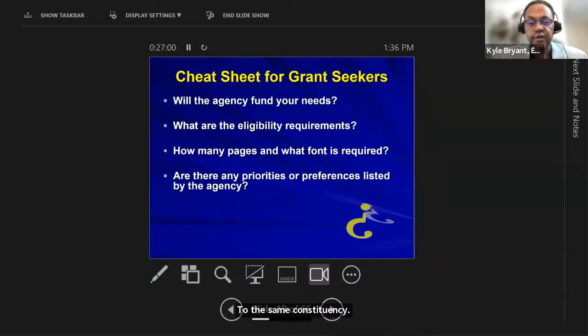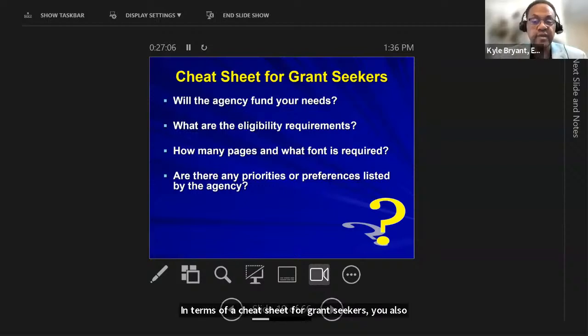In terms of a cheat sheet for grant seekers, you also want to know, will the agency you're applying to fund your needs? In other words, you don't want to apply for a public health grant to the U.S. Department of Agriculture. You want to make the proposal meet a need that that specific agency has. And most federal agencies are siloed, that they have certain things that they're known for. And there is some overlap, but just make sure that what you're applying for, you can articulate how that agency should be able to fund your program.